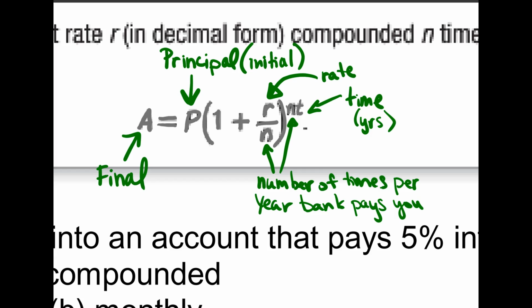So A equals P times (1 plus R over N) to the NT. A is your final amount, how much you're ending with. P is your principal, how much you're starting with. R is your rate, and you need to put this in decimal form.